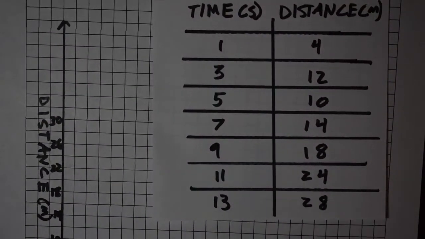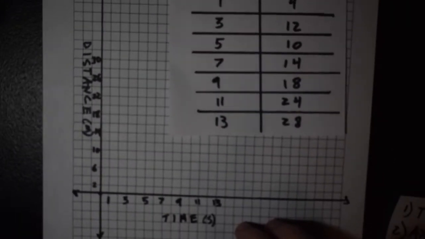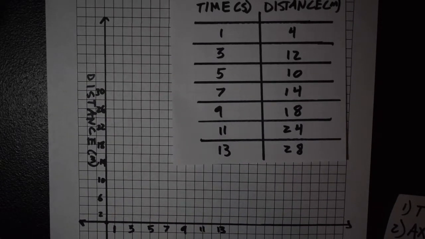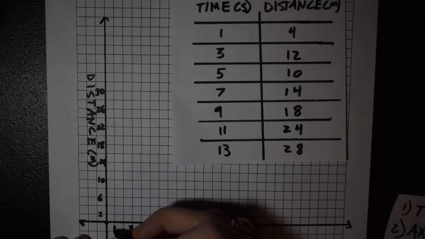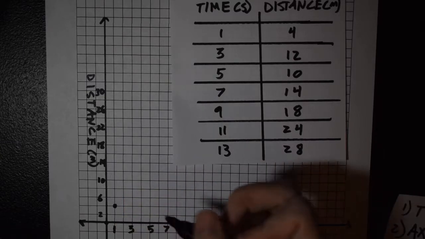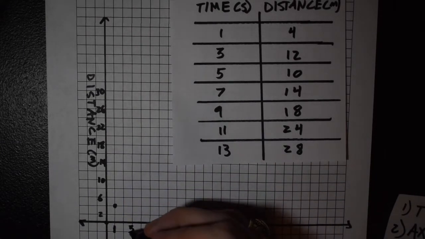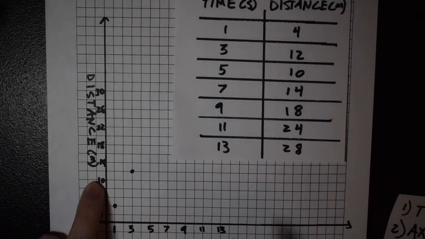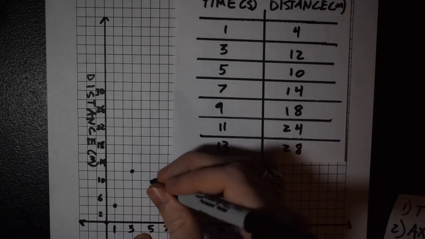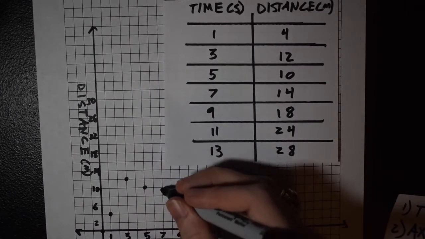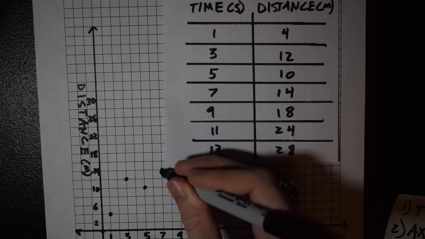So for this, it's super simple. We just look at our data table, and we look at our axes. So it looks like the first point is 1, 4. So over here, 1, you go up to 4, and you put a point right there. Next one is 3, 12, over to 3, up to 12. That one goes right there. 5, 10. 7, 14. That's this point.